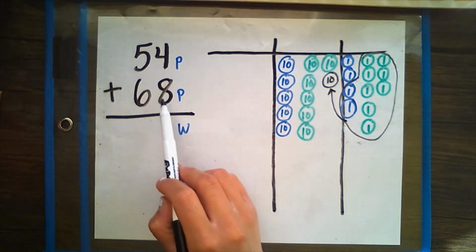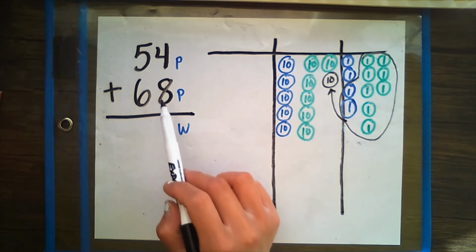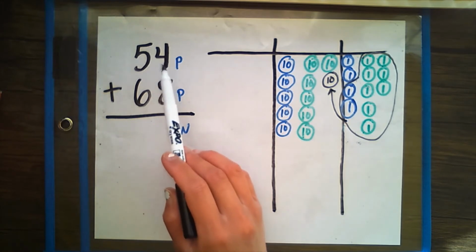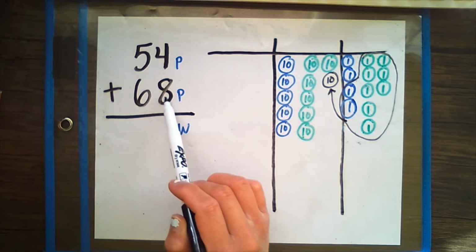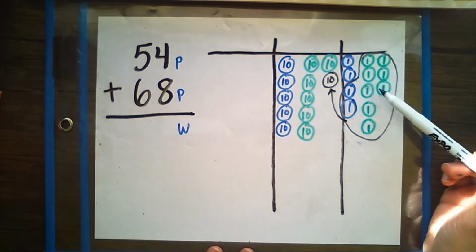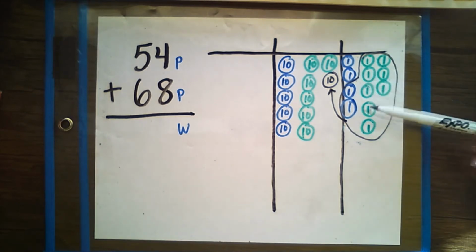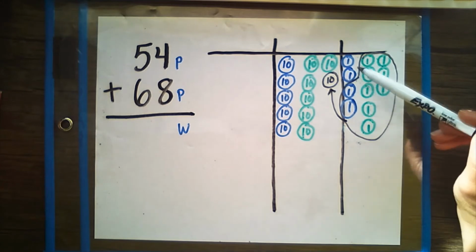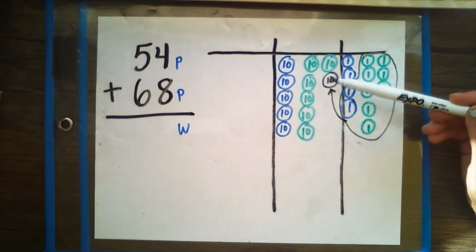Take a look at the 8. This is one of the digits in the ones place. 8 only needs 2 more to make 10. And 4 is more than 2. So 4 ones and 8 ones is 12 ones. That's 1 ten and 2 ones. We just renamed 12 ones, the 4 and the 8. We just renamed 12 ones on our place value chart to make a new 10.